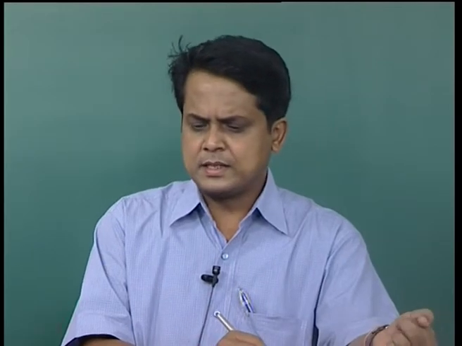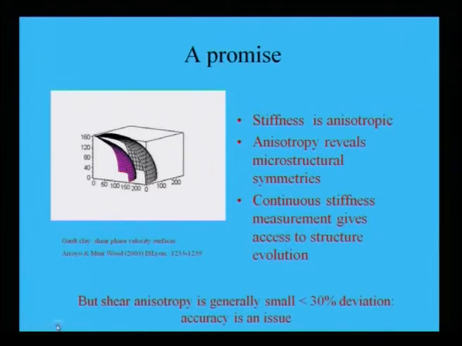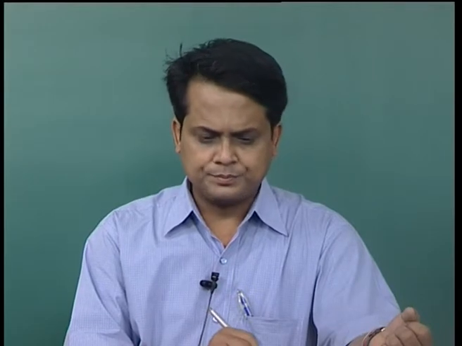Then stiffness is anisotropic. Anisotropy reveals microstructural symmetries, but shear anisotropy is generally small, less than 30% deviation. So, accuracy is an issue. Basically here accuracy is an issue. With proper care this test has to be performed.